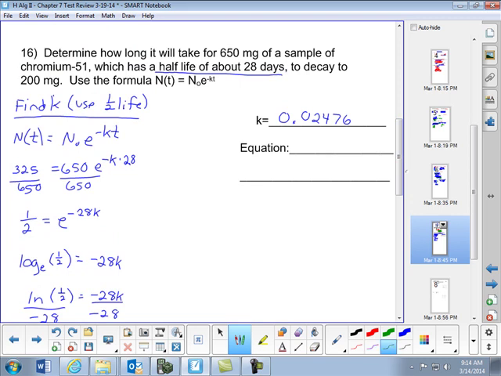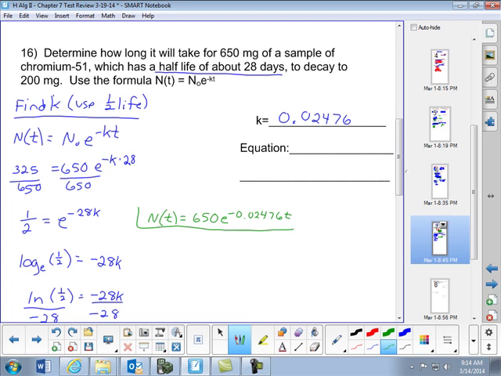Okay, so what is the general equation? Well, the general equation for this decay is N of t equals, what was the original amount? The original amount was 650, e to the negative k, so that's negative 0.02476.